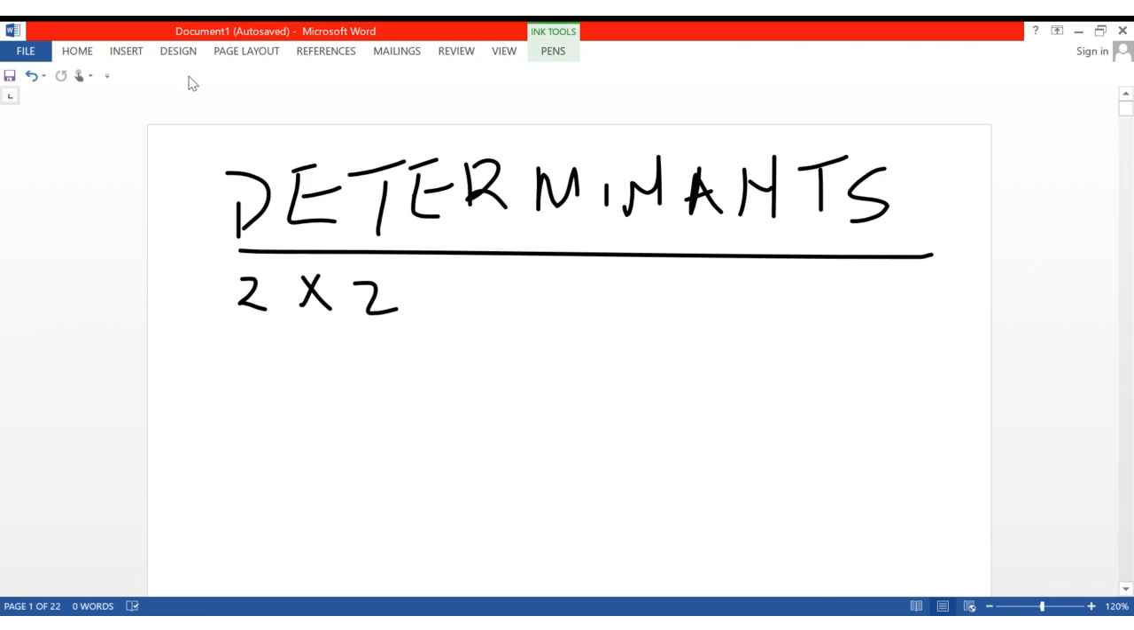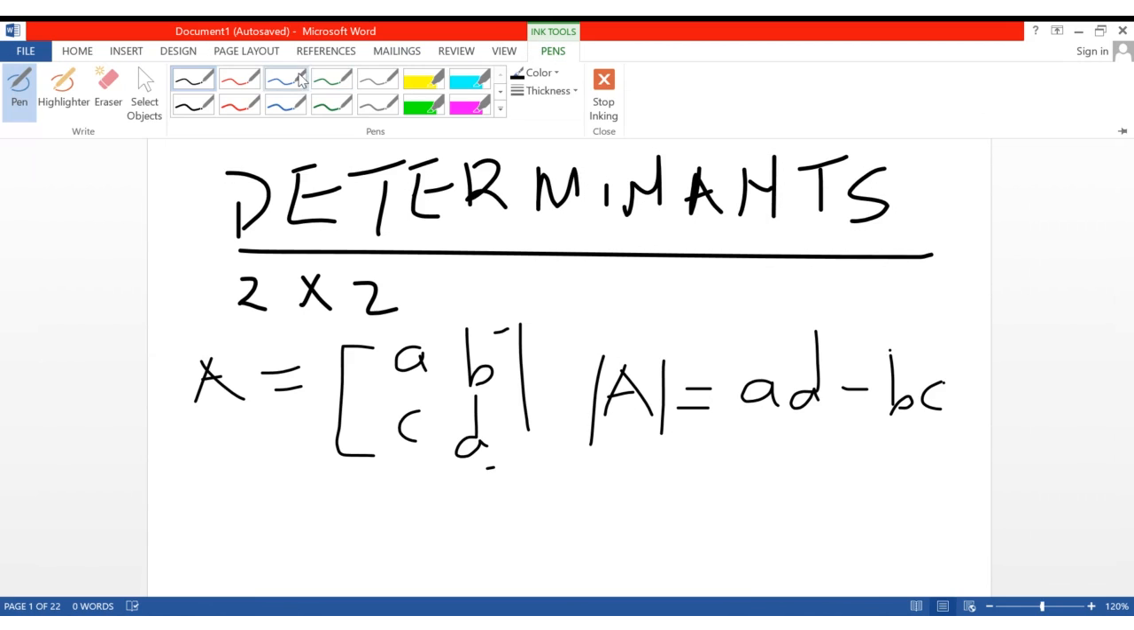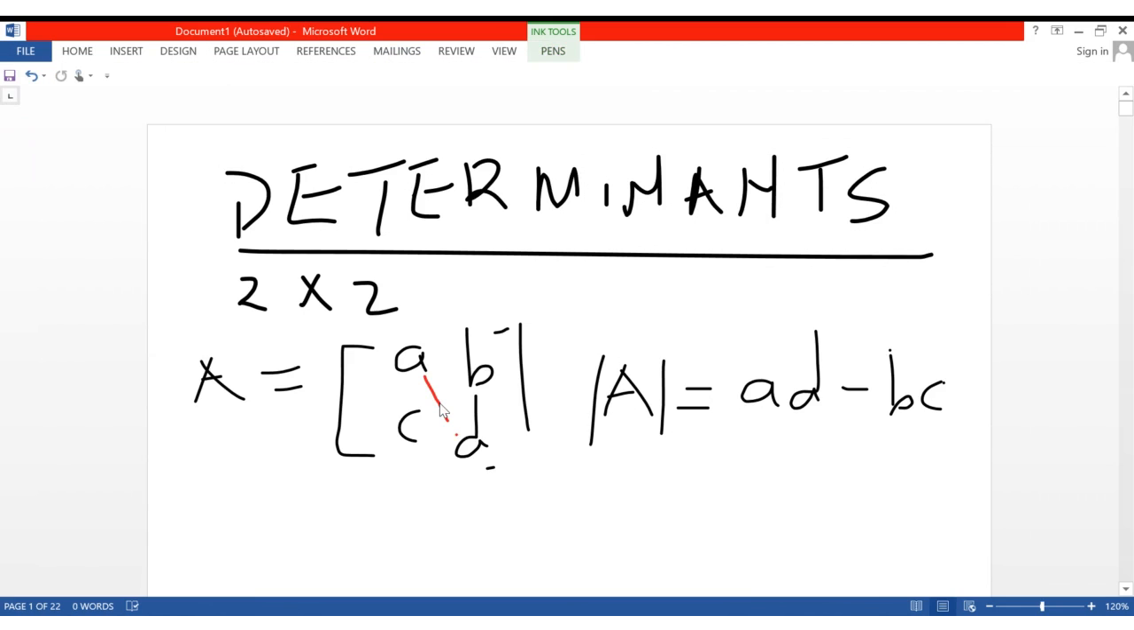Basically, it is easy. Given matrix A equals A, B, C, and D, the determinant, when you put the magnitude bars, will be given by AD minus BC. So you multiply the leading diagonal. We discussed that. Then you subtract the minor diagonal. I'll be able to do an example.